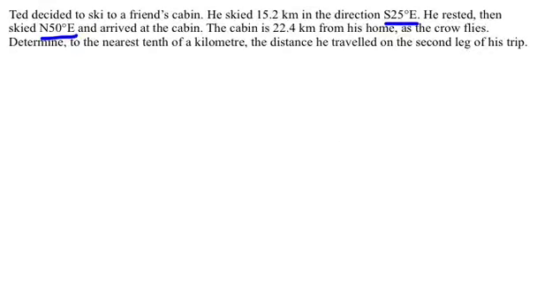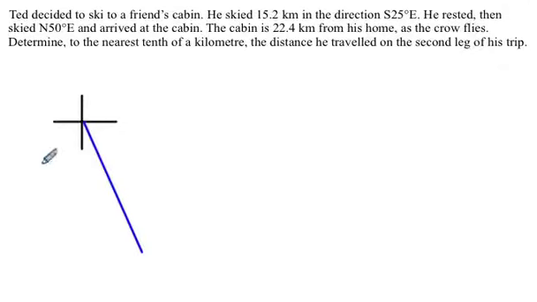So to do this, we have to start with what I call a crosshairs, our north, south, east, and west, and we draw our first line. So he skied 15.2 kilometers in the direction of south 25 degrees east. So south is down and then east is to the right. So we have to rotate it 25 degrees to the right of down. So this angle right here would be 25 degrees. And then we just approximate 15.2 kilometers.